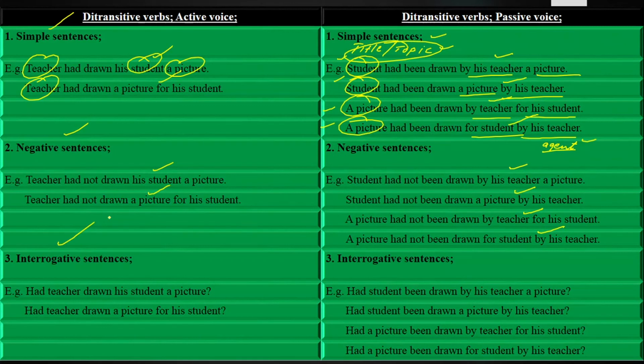Next, we have got interrogative sentences. Those sentences in which we ask questions, put queries are called interrogative sentences. Had teacher drawn his student a picture? Had teacher drawn a picture for his student? Had a student been drawn by his teacher a picture? Had a student been drawn a picture by his teacher? Had a picture been drawn by teacher for his student? Had a picture been drawn for a student by his teacher?